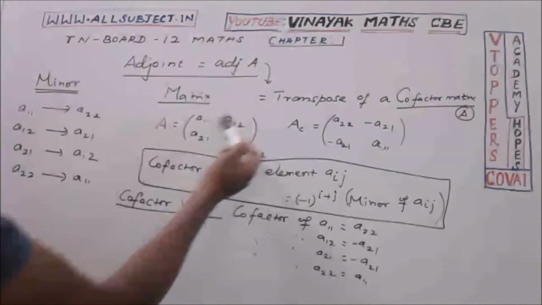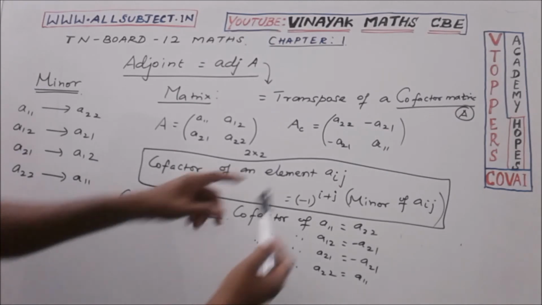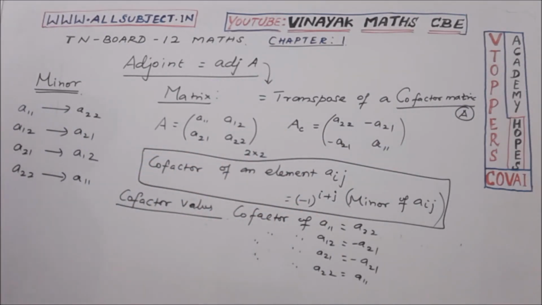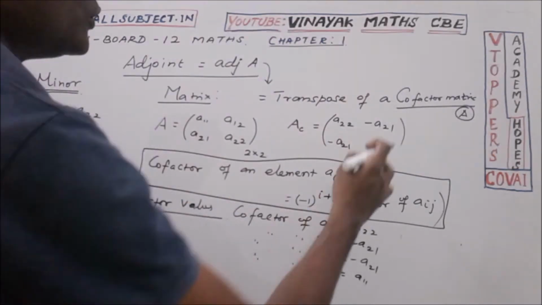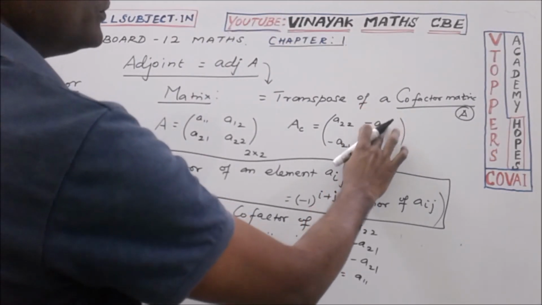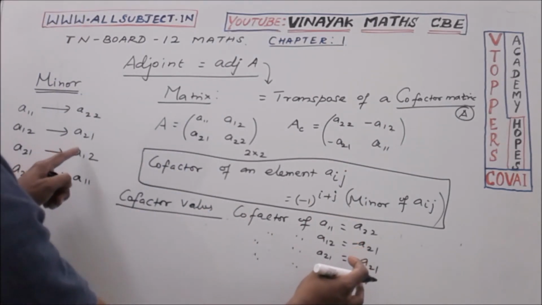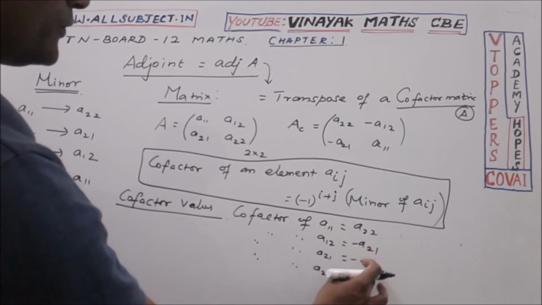And then look at the second diagonal. The sign of these two values is changed. Here A21 and A12. Sorry, I have written A12 twice. This is A21, this is A12. Sorry.